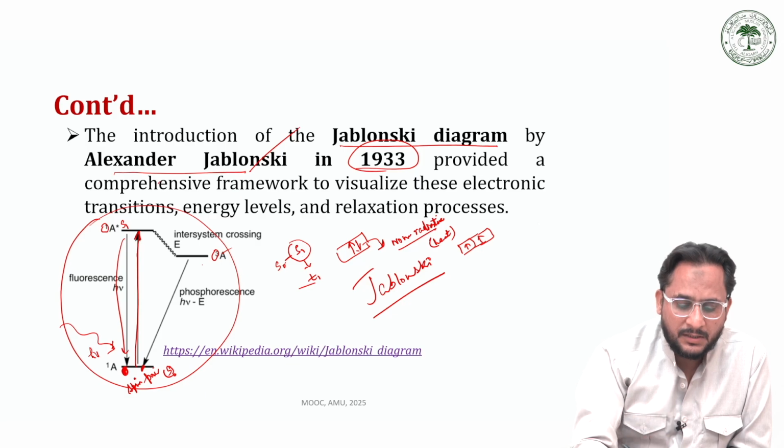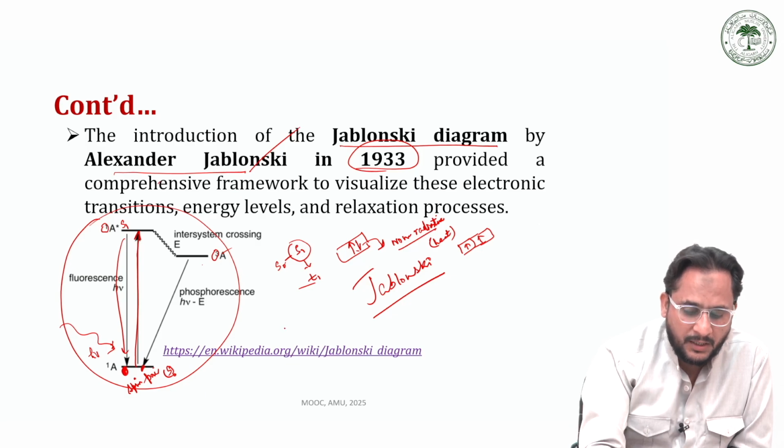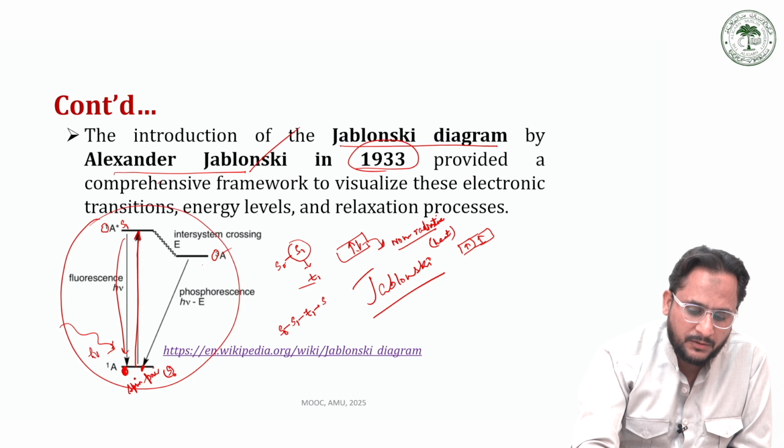So I can represent the phenomenon of phosphorescence like this: S0 goes to S1, from S1 it goes to T1, and from T1 it comes back to S0. So this is your phosphorescence, while fluorescence is S0 to S1 and S1 back to S0.